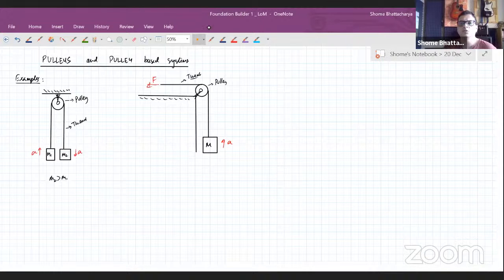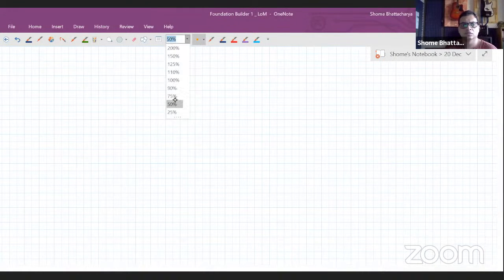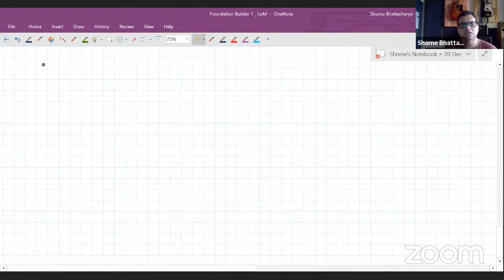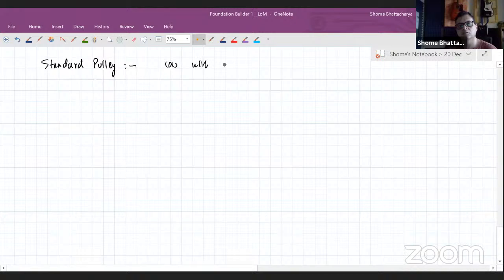Okay, so the structure of the pulley here is going to be something like this. So in this chapter, when we discuss a standard pulley, it will have these properties. It is with a smooth surface. Okay, so smooth again means frictionless surface. Okay, which means that the thread can slip on it.